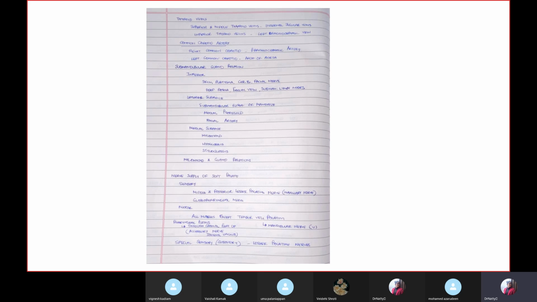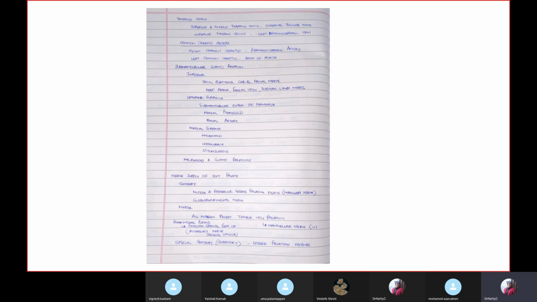Now I'll give a small explanation related to this pharyngeal plexus. The 11th cranial nerve is called the accessory nerve. This accessory nerve is a very interesting nerve because it has two roots. One root is called the cranial root, the other root is called the spinal root.